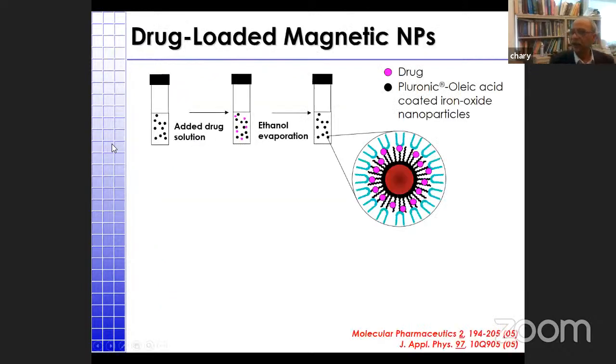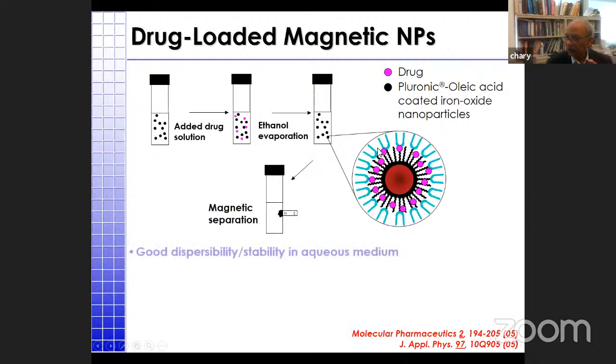So here is how you do this. Here are the nanoparticles, and you add the drug molecules here. The drug molecules are shown as red dots. Once you evaporate the solvent, the drug attaches to the nanoparticle. So this nanoparticle can now be injected into humans, and it will slowly release the drug very nicely.